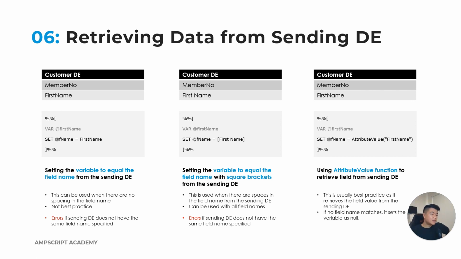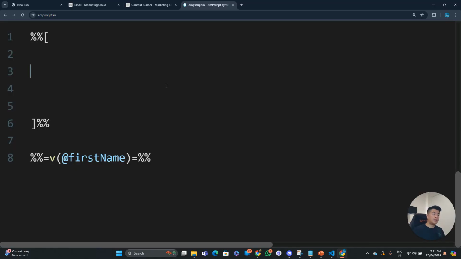So there's actually 3 different ways that you can retrieve data from a data extension. The first way that you've kind of already been exposed to is using the square brackets here, right? The square brackets here is the most preferred way, but there are pros and cons to each. So let's go into AMPscript.io and let me code it with you. Okay, so we're in AMPscript.io now, and let's code this out.